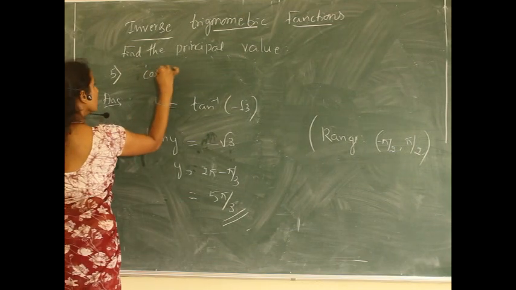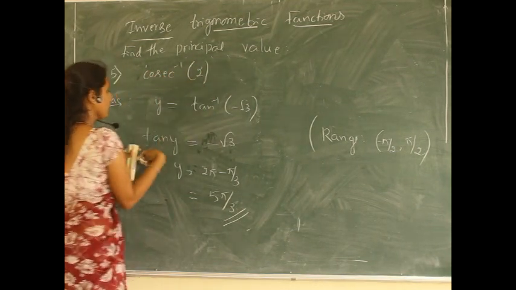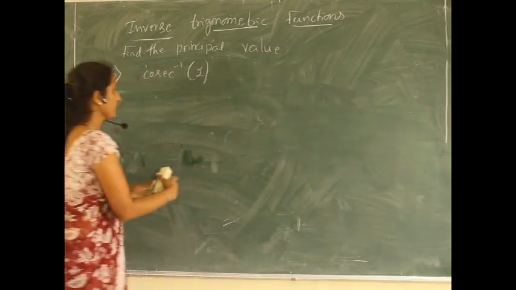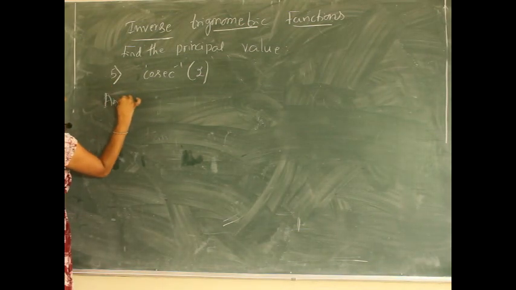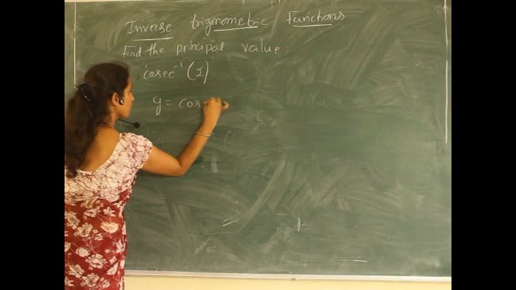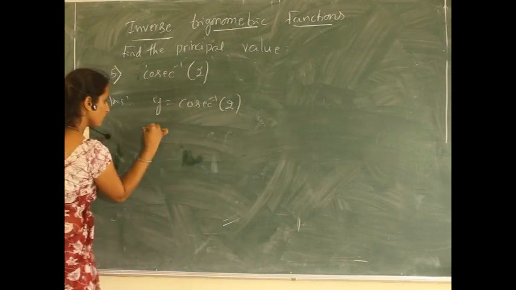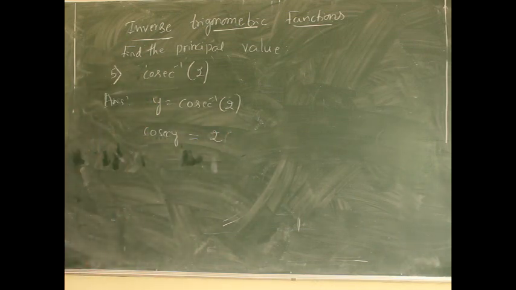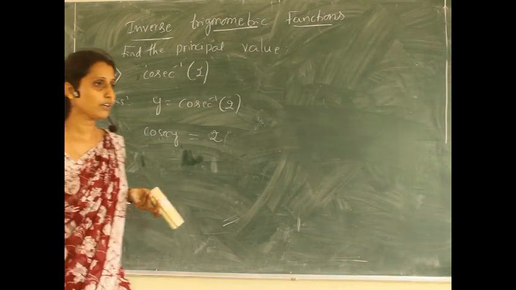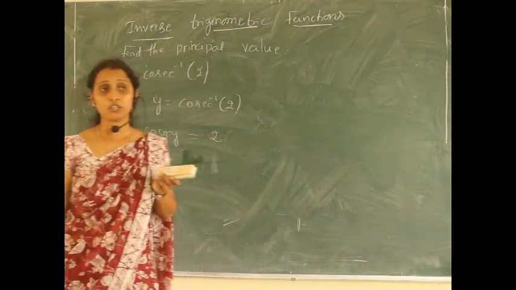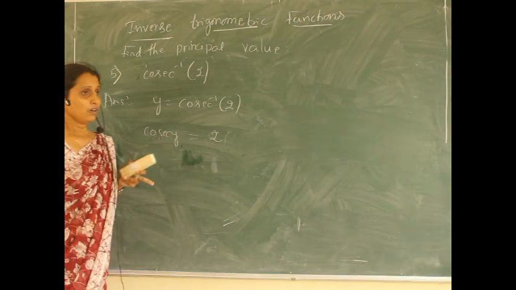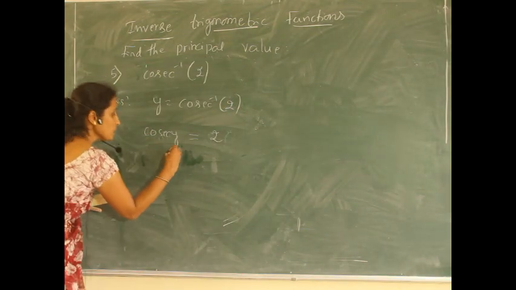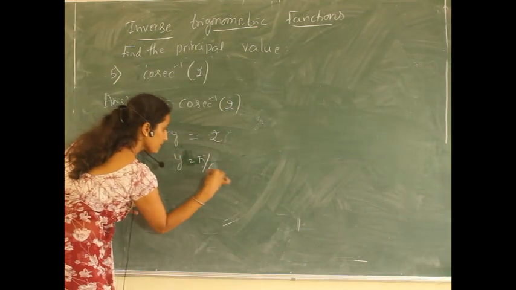Similarly, we can solve cosec inverse of 2. So what is the answer? y is equal to cosec inverse of 2. So cosec y is equal to 2. For what value is cosec y equal to 2? We know that cosec is the reciprocal function of sine, and when sine is 1 by 2, the angle is pi by 6. So cosec y is 2 means y is equal to pi by 6.